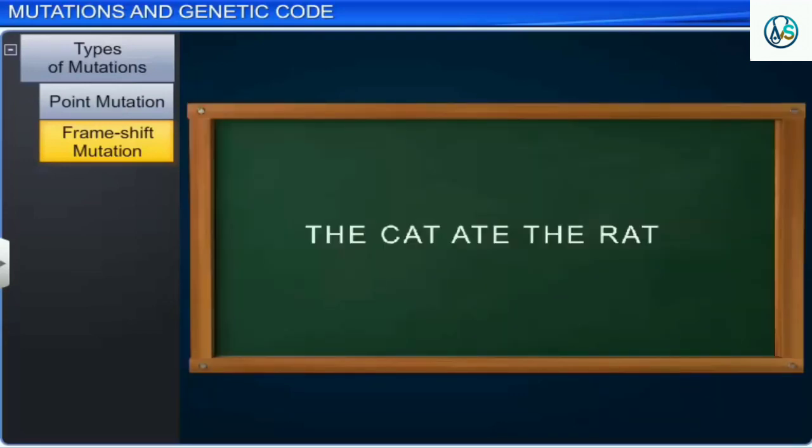For instance, in our example, if we insert two letters R and K, it will change the reading frame, and hence the altered statement will read, "The cat arc tet her at." Whereas, if we delete the two letters, that is one C and one A, from the original statement, the altered statement will read, "The tat eth era T."